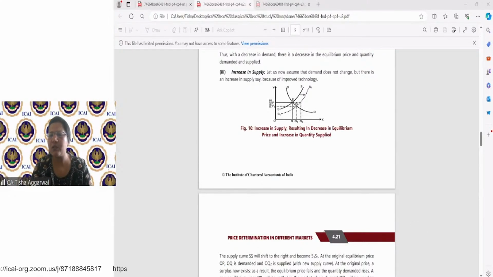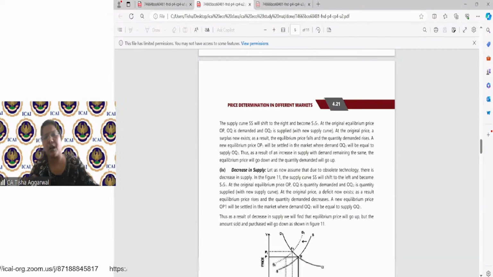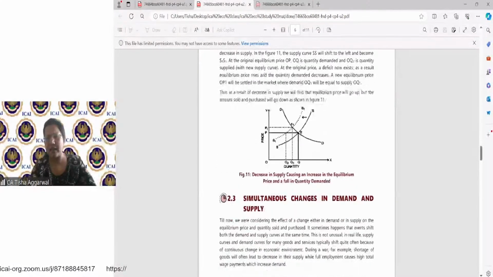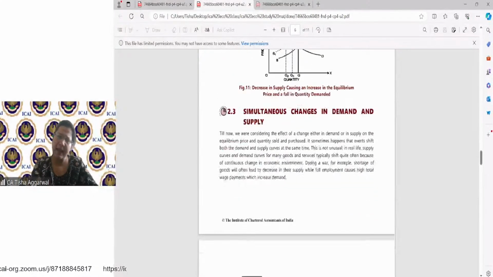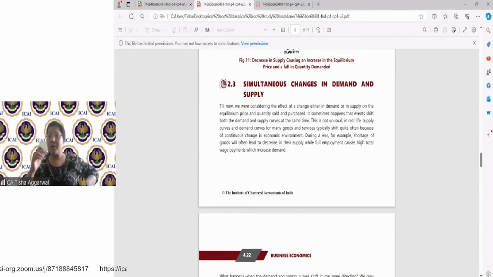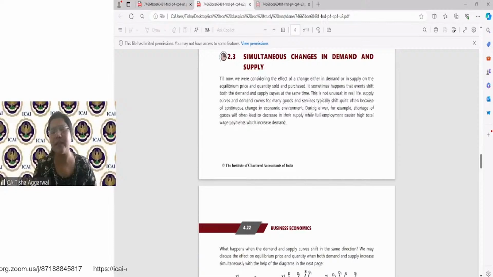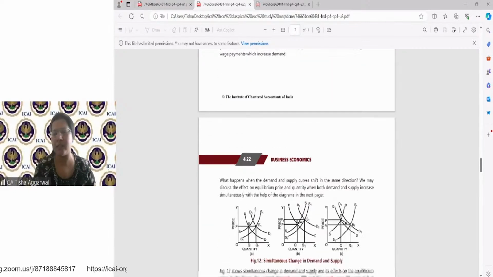Now, this was the case wherein we have talked about how the price and the quantity change when the supply or demand is affected. But what happens when both demand and supply work together? What will happen when the demand and supply, both of them, are changing together? So let's see how it goes.